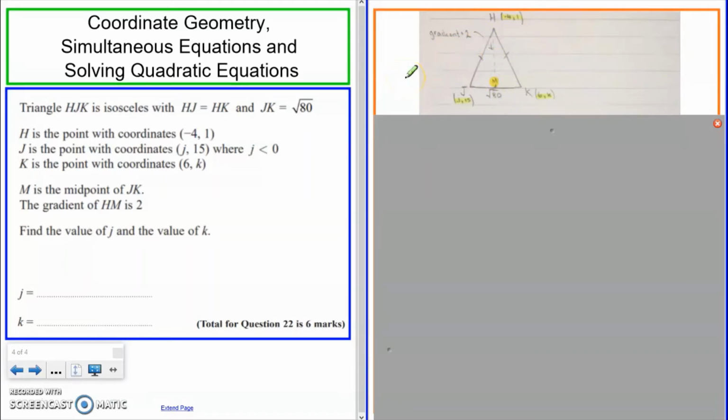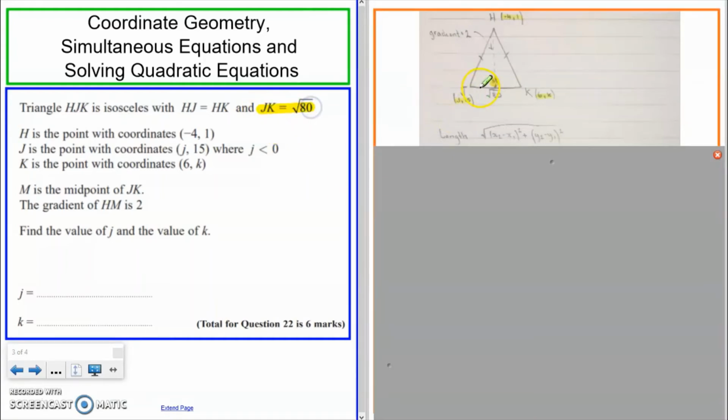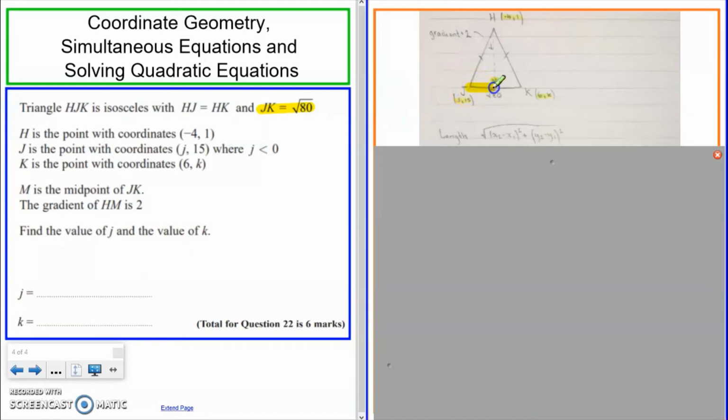So what I'm going to do now is try and produce 2 equations which I can use as simultaneous equations. When I'm thinking of coordinate geometry, there are a few ways I can approach the question. I'm going to start by using the fact that I know that JK is root 80. So I know that the length of this line is root 80.